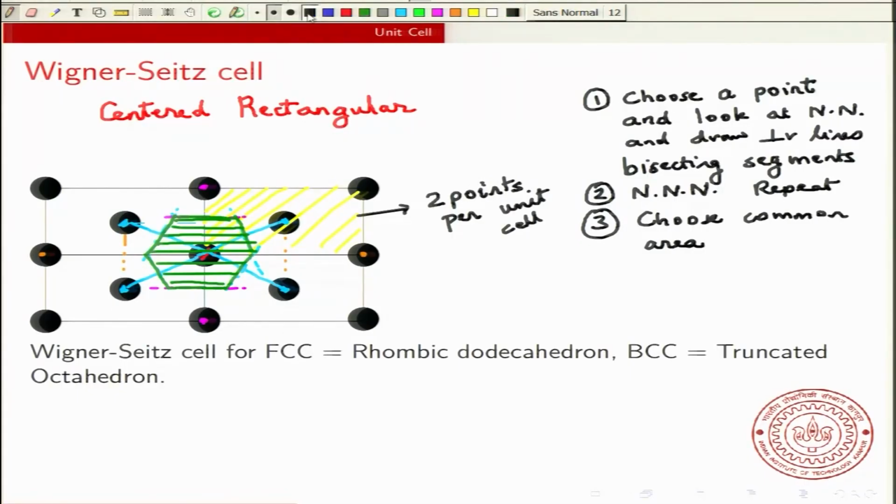Now it turns out that you can do this for an FCC. You can take an FCC in 3 dimensions and you can do this. Now this is considerably harder to visualize, because in 3 dimensions you will not have perpendicular lines as in 2D. You will have a plane that is perpendicular to each segment that connects a point to its neighbor. So here you have in 3D.